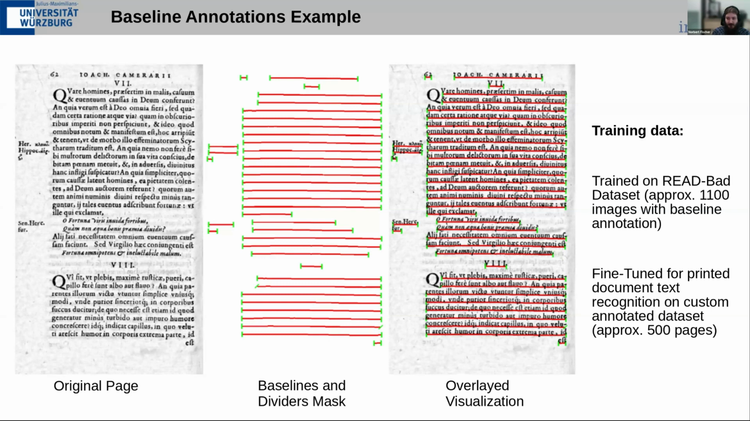Then we fine-tuned a model on customly annotated data, like you can see here. We used approximately 500 pages. And during this fine-tuning step, which is effectively another training step for the model, but this time we used data which is much closer to the data that we actually want to run the model on.